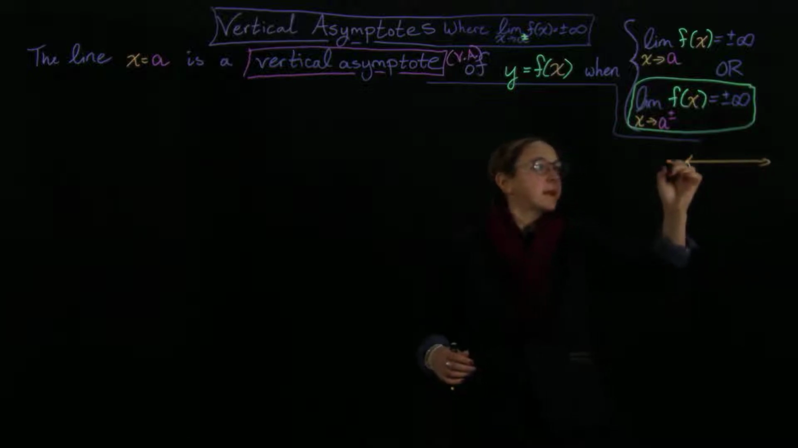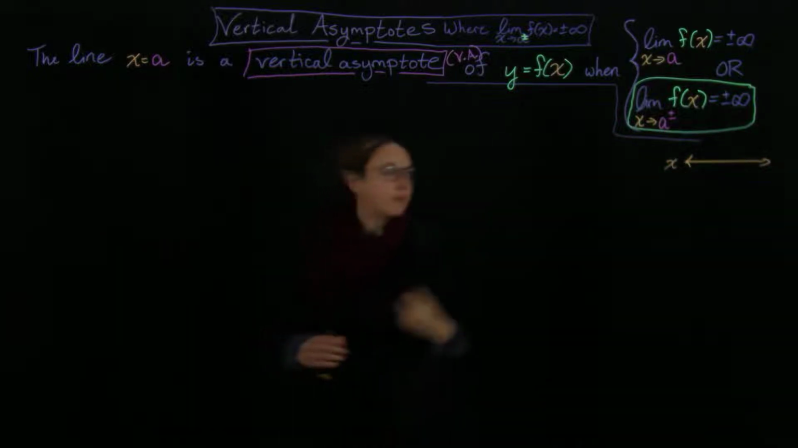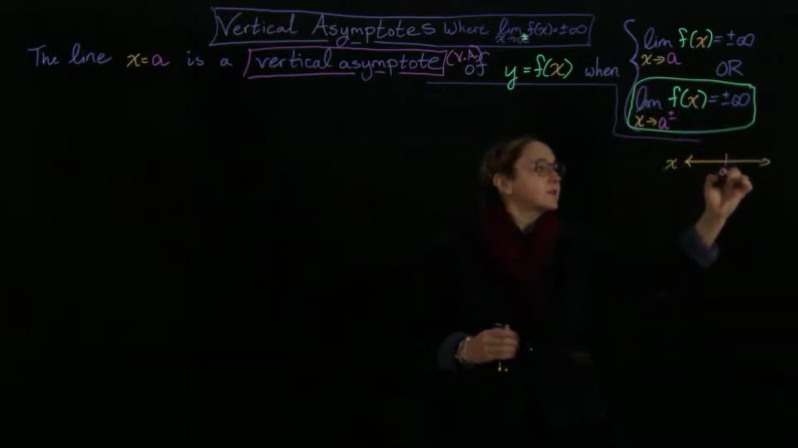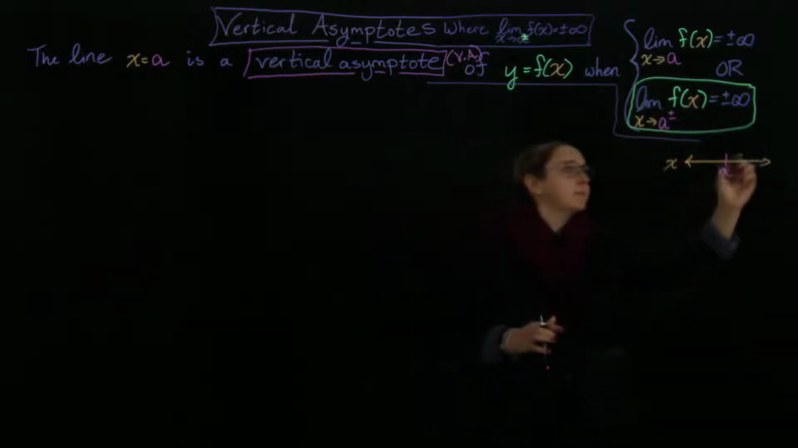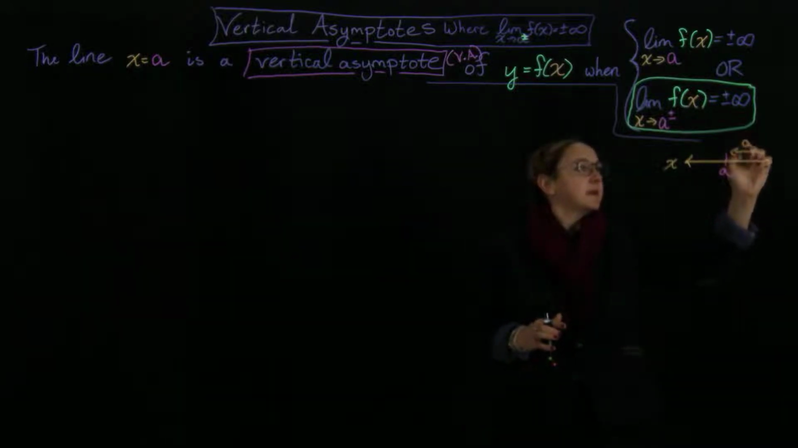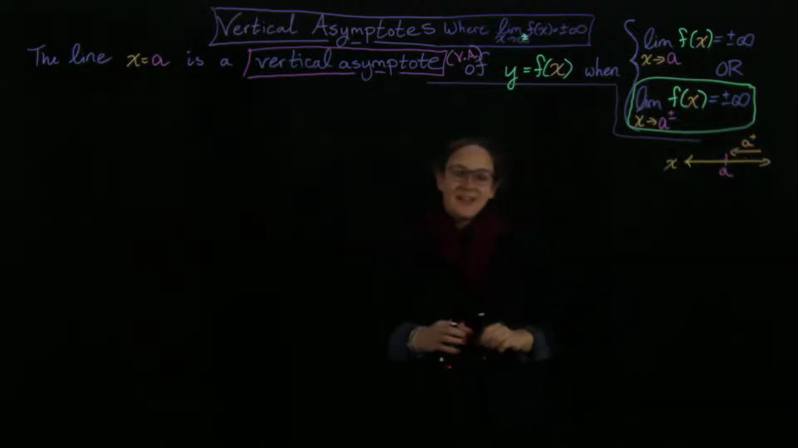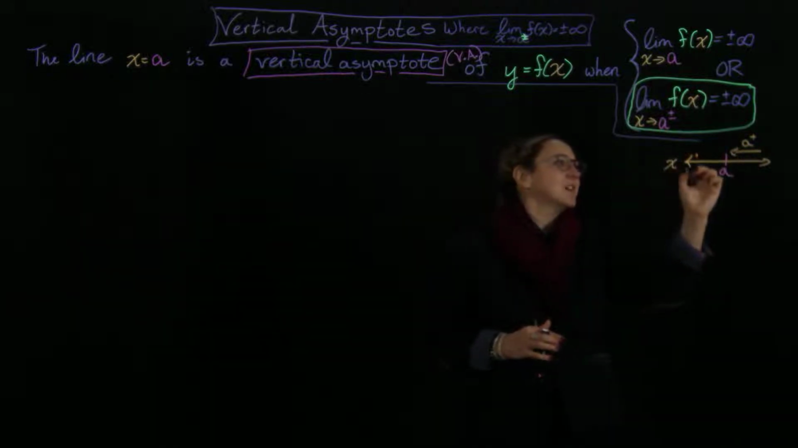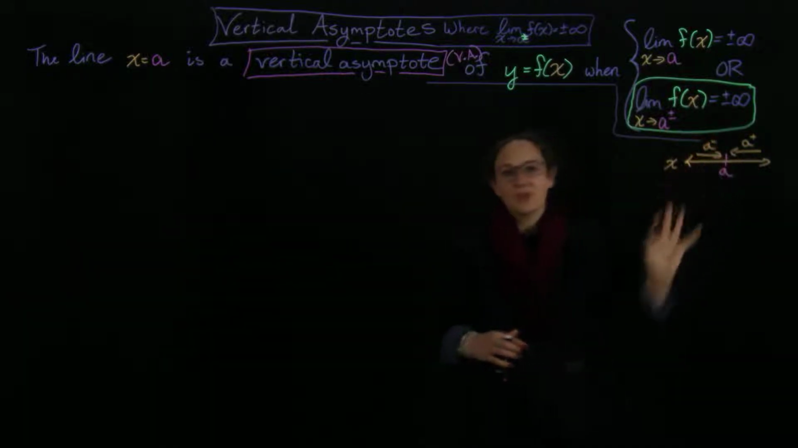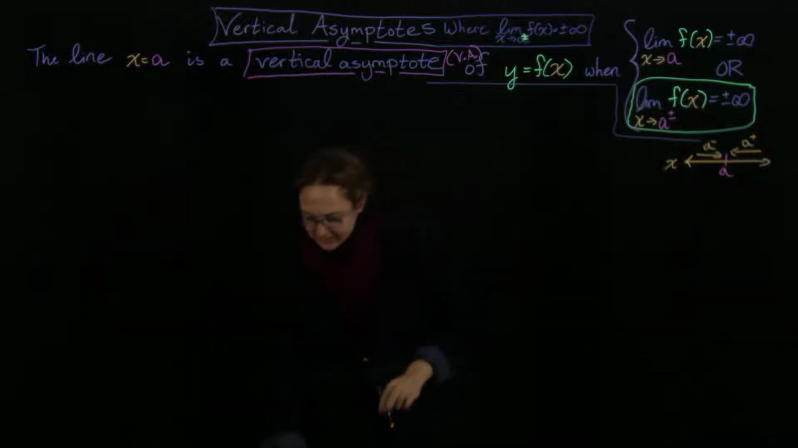So this is like the x-axis, and we're looking at what happens to the outputs as we're approaching A from either side. This would be A from the right, like the right-hand limit towards A, or the left-hand limit towards A, and then we're going to look at what happens with the output. So let's go ahead and get started on that.